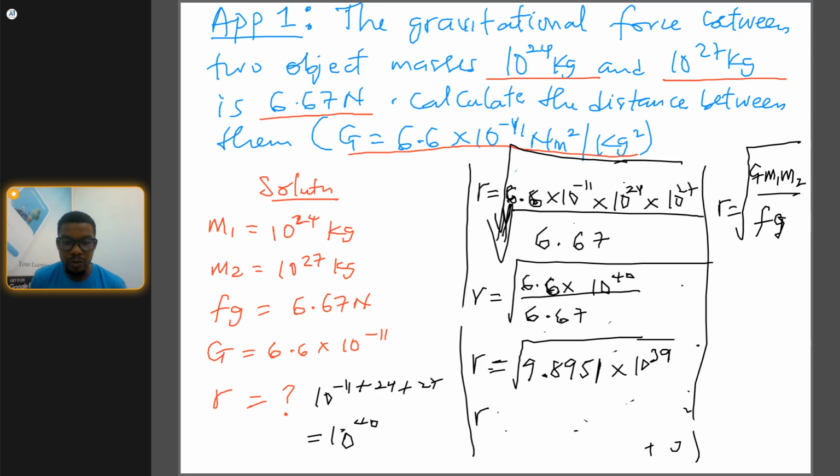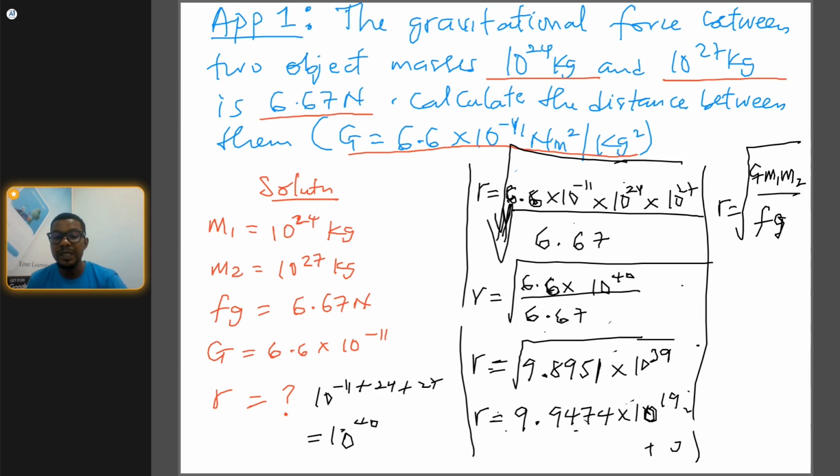So all we have to do now is to get the square root of this expression. The square root of the answer we have will be 9.9474 times 10 raised to power 19.